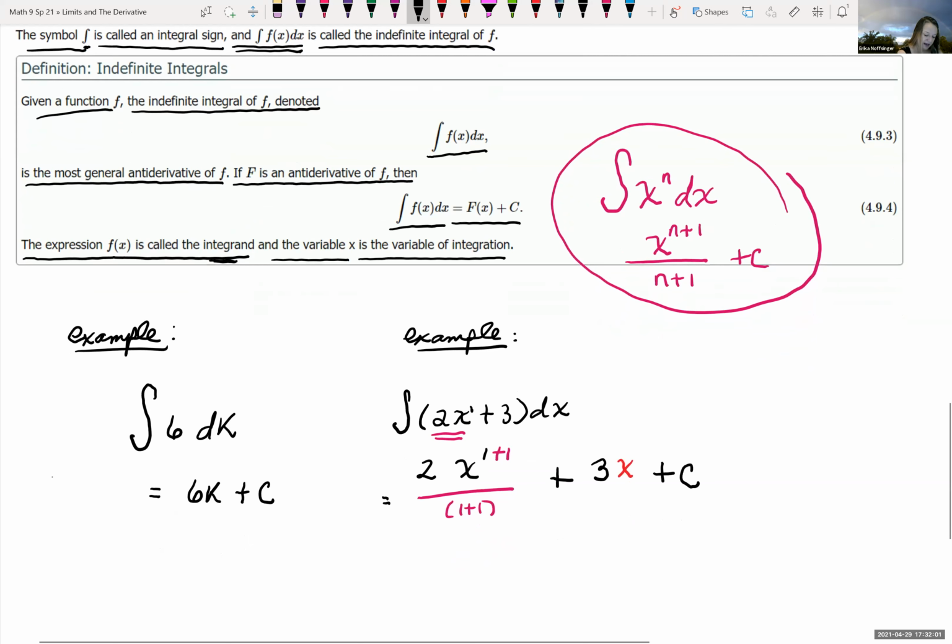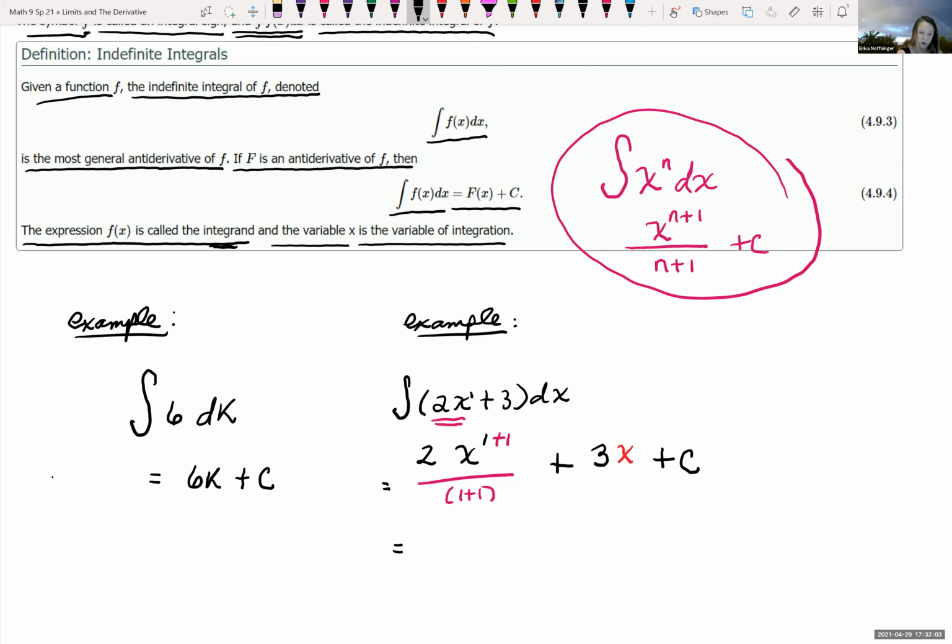So we found that the antiderivative, or the integral of 2x plus 3, is equal to 2x squared all over 2 plus 3x plus c, which reduces to x squared plus 3x plus c. Check it really quick. Derivative of x squared is 2x, which we get. Derivative of 3x is 3, which we get. And the derivative of a constant is 0.